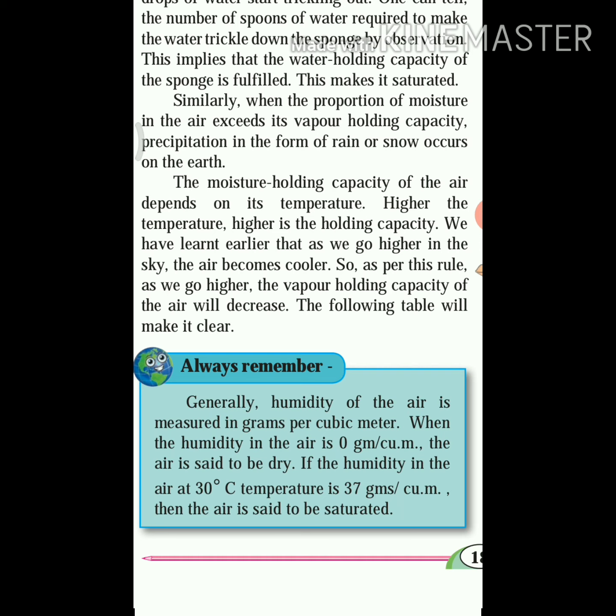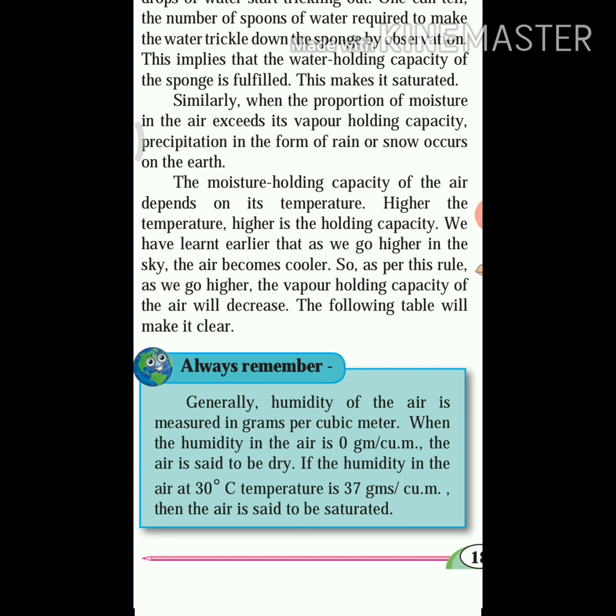Warmer air's moisture holding capacity is comparatively more. On the other hand, cold air's moisture holding capacity is comparatively low. It means moisture holding capacity is more in warmer air and low in cold air. Got it? The condition of the air at a certain temperature in which the moisture holding capacity of the air becomes equal to the proportion of moisture present in it is called saturation of the air.